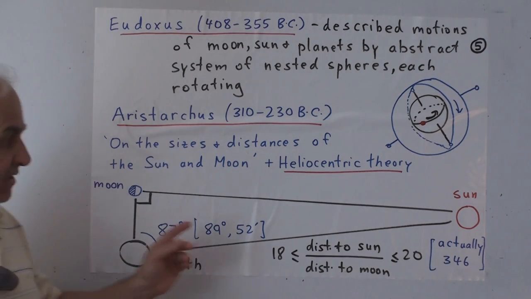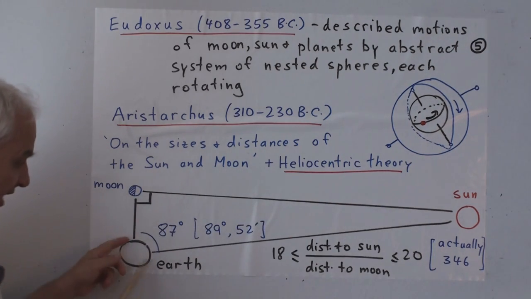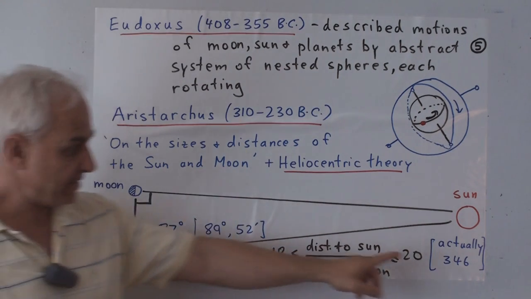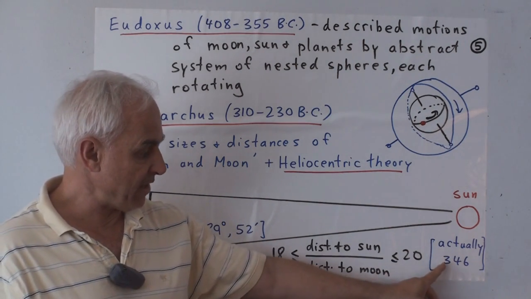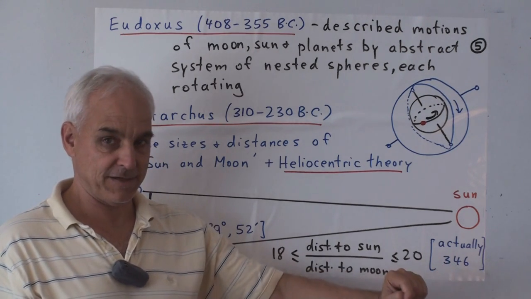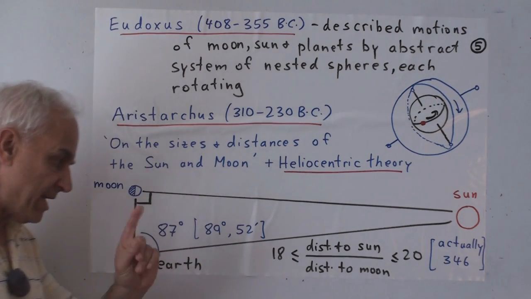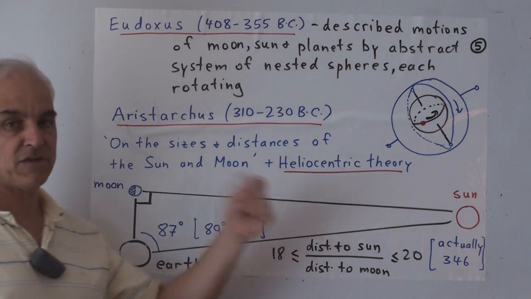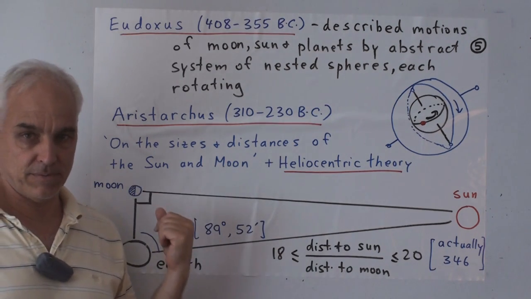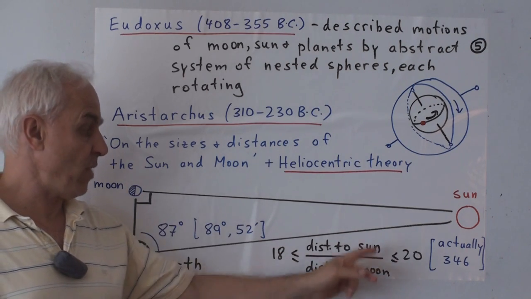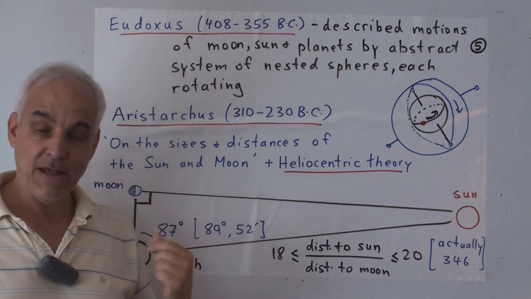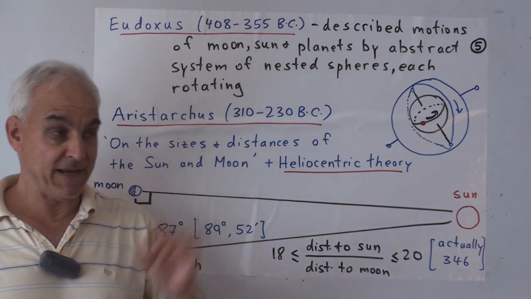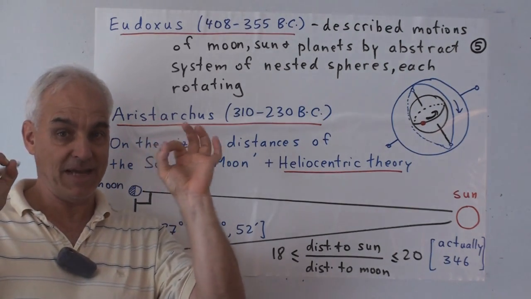Okay, in fact, the Sun is much further away. This is actually much closer to being a right angle, which means that the Sun has to be further away. This ratio has a value close to 346. Nevertheless, this argument showed that the Sun was much further away than the Moon. It's still roughly 20 times as far away as the Moon is, which means that the Sun is a lot bigger than the Moon, because they appear to us almost the same size.